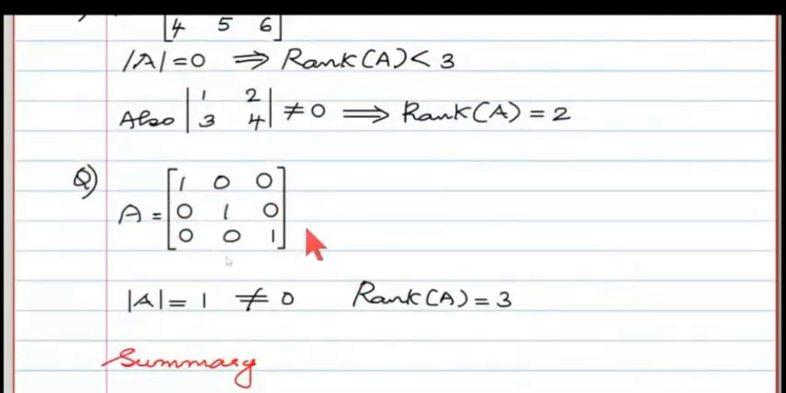Another question. This is our question. It is an identity matrix. The determinant of an identity matrix is 1 actually. Therefore, rank is the number of pivots. So it is equal to 3.